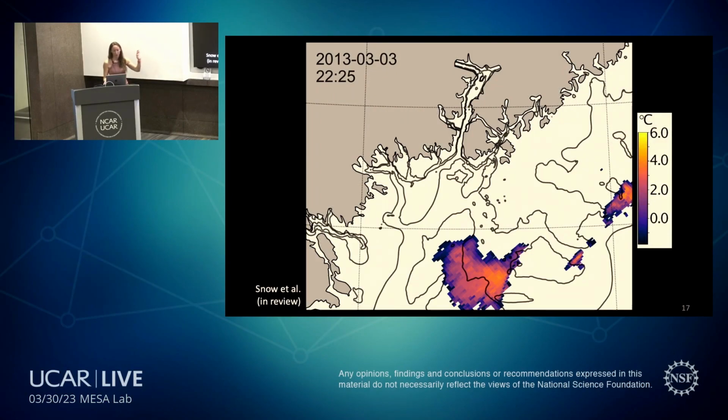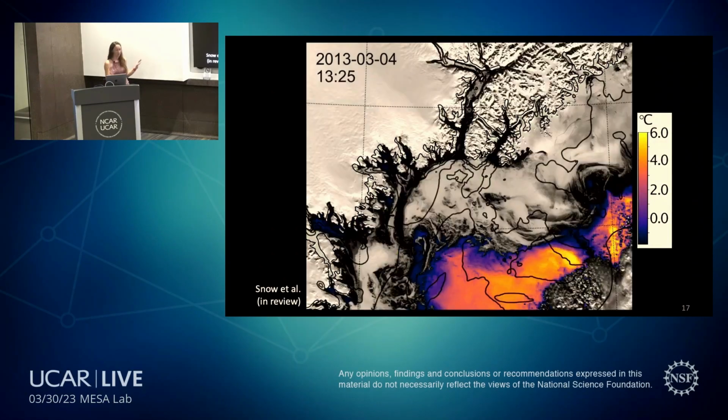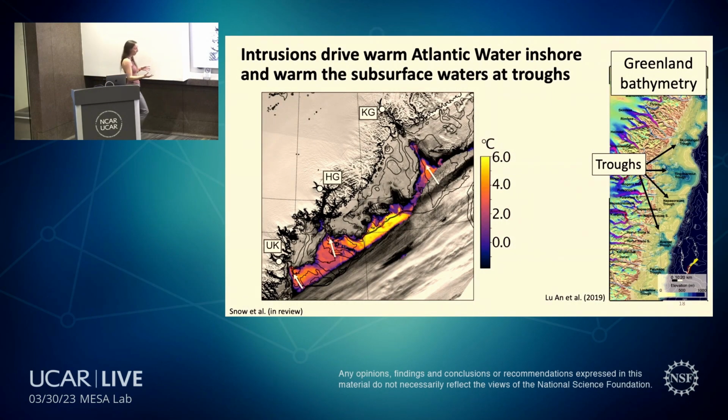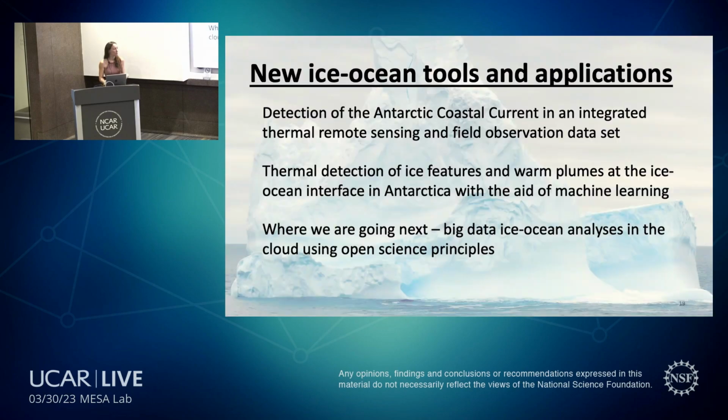So the remote sensing side of this adds beautiful context to the processes that are happening. And so with this, we could actually show that these intrusions occur at the same time along multiple troughs around Greenland, shuttling warm water towards the ice. And this is something that we hadn't noticed before.